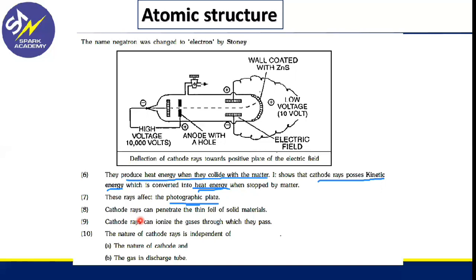And these cathode rays can also penetrate thin foils of solid materials. So this property is also important. Alright guys, we'll come back to this when we are reading the Rutherford model. Now, cathode rays can also ionize the gases through which they pass, and the nature of cathode rays is independent of whatever cathode is being used and whatever gas is present inside the cathode tube. Generally an inert gas is present in the cathode ray tube, and a zinc sulfide screen is present, and the rays can be deflected by electric fields. So these are the properties of the cathode rays.